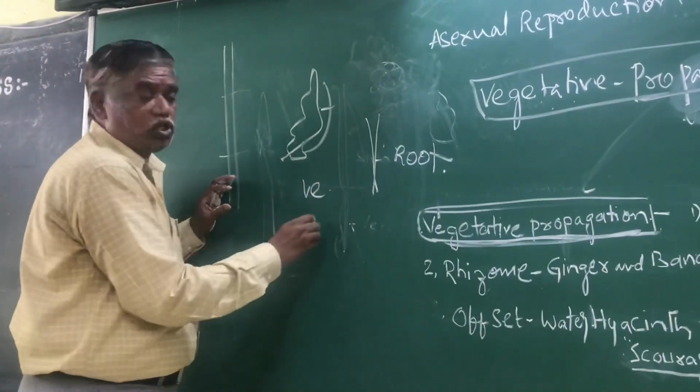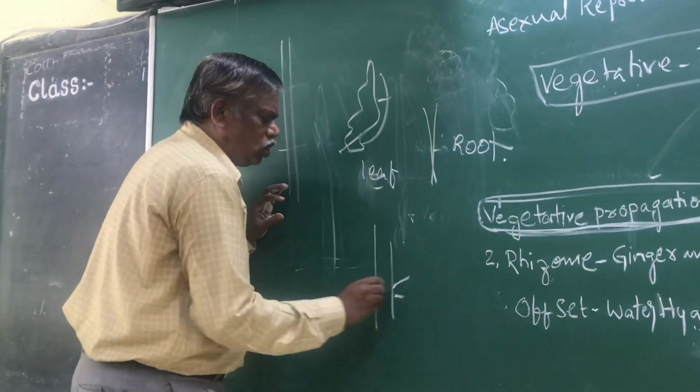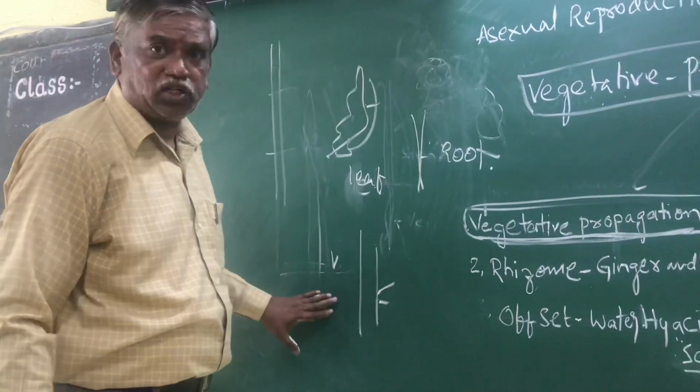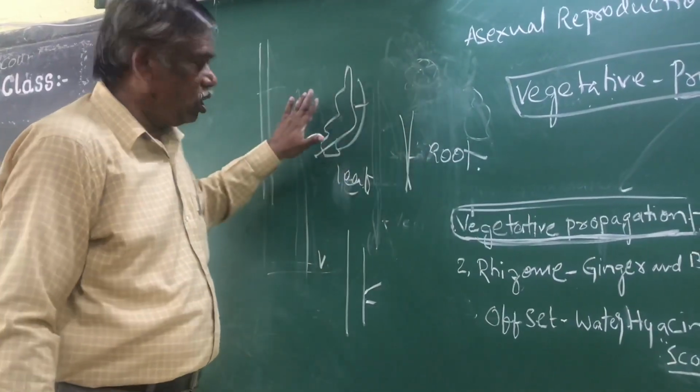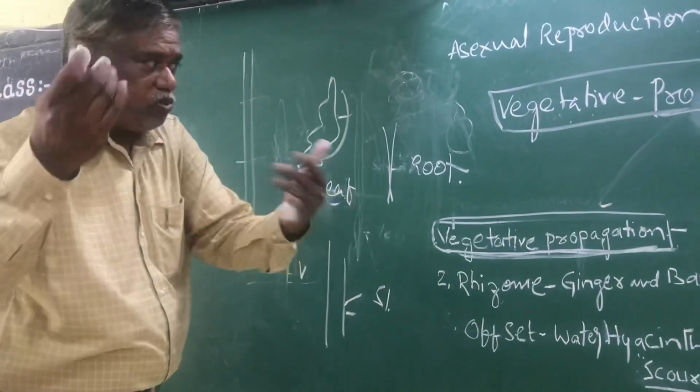Leaf is also a vegetative structure. Now stem, this is a vegetative structure. I have taken three vegetative structures: root, leaf, stem. These are the vegetative structures. Now come to the definition.